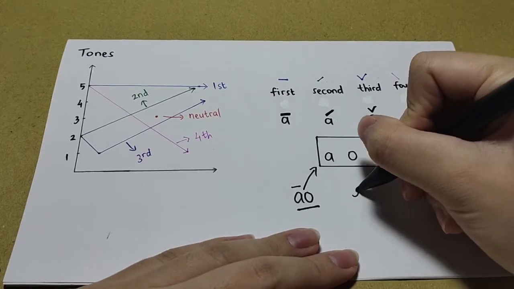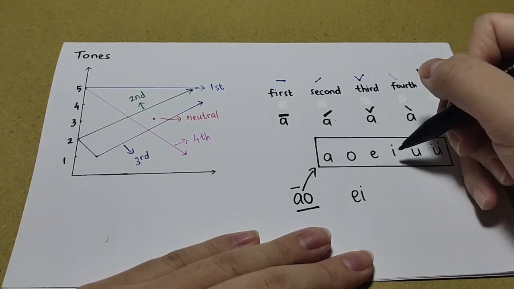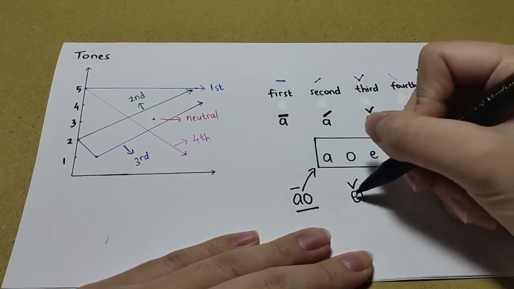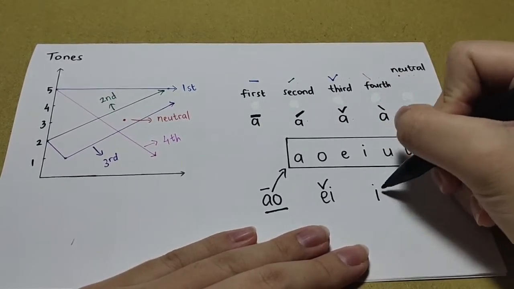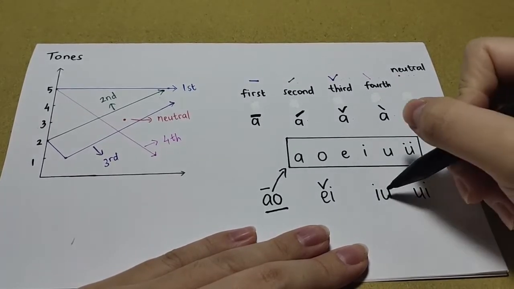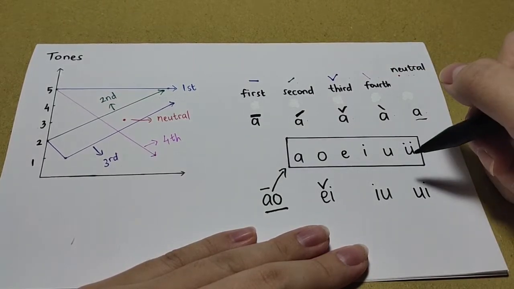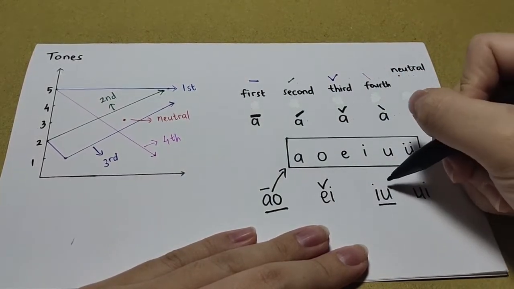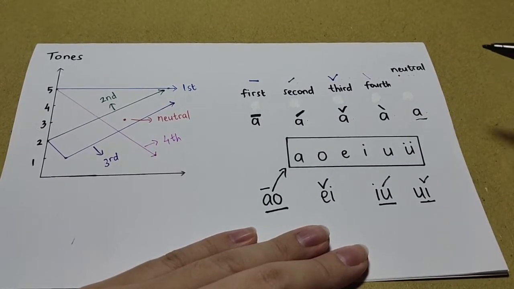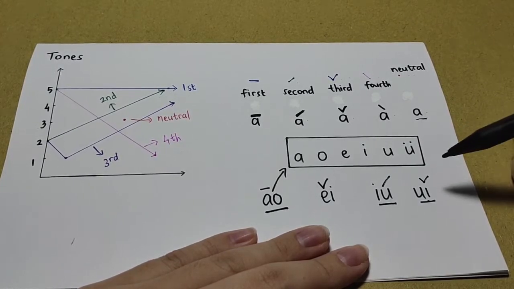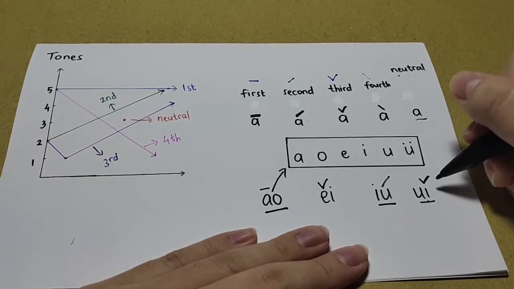How about if there are A and E? Where should we put the tones on? According to the order, A comes before E, right? So we put it on top of A. But there's a special case for I and U. When I and U are put together, like this one or like this one, we always put the tone on top of the second vowel. So for this one, we put it on top of U, and for this one, we put it on top of I. And when we write a tone on top of I, we can just change the dot into the tones. We don't need to write the dot.